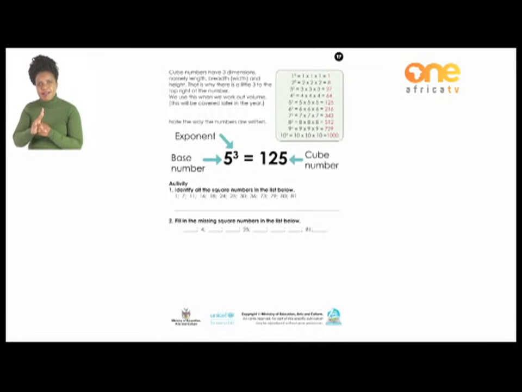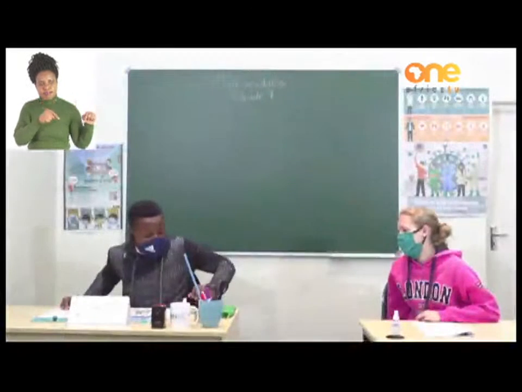7 cubed gives you 343. 8 cubed gives you 512. 9 cubed gives you 729. And 10 cubed gives you 1,000. So with that, allow me to go to the chalkboard so that I can explain this in much more detail.